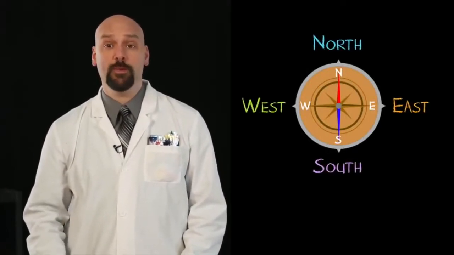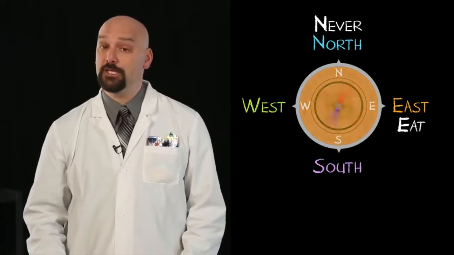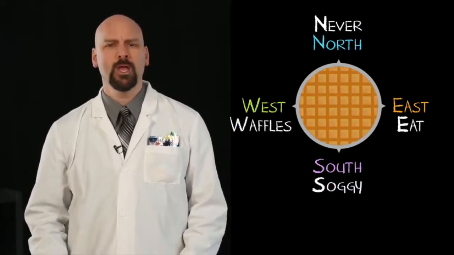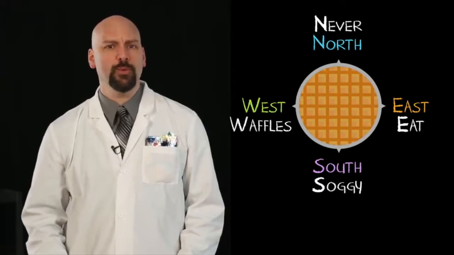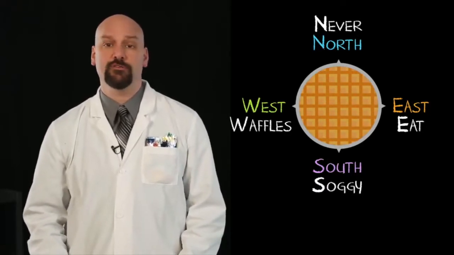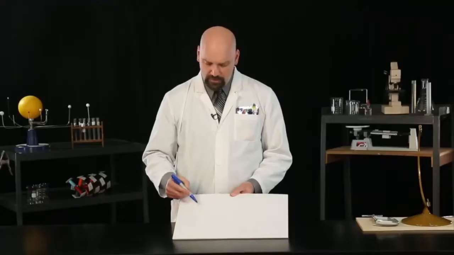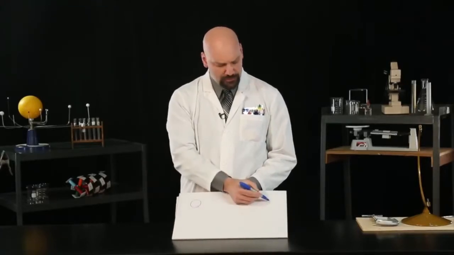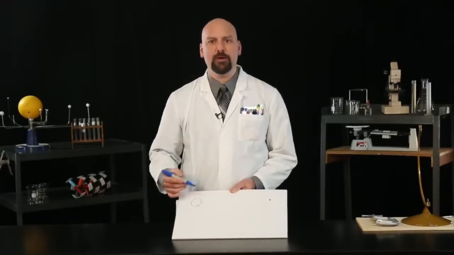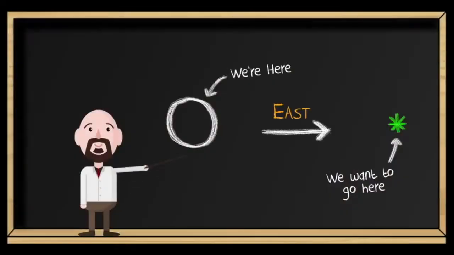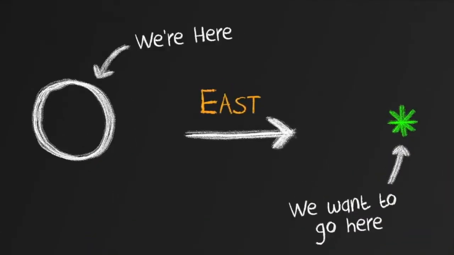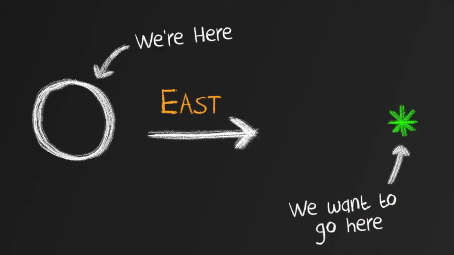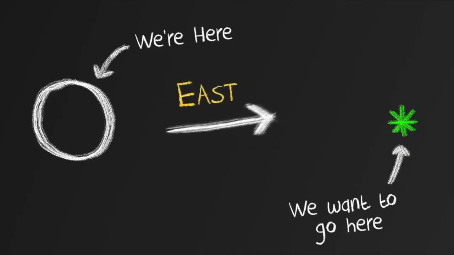This is a compass. It can tell you which direction you are traveling: north, east, south, west. A good way to remember is the saying, never eat soggy waffles. But just knowing which direction you're going isn't enough to pinpoint a specific place. Look here. Let's say we're here and we want to go to that spot right there. We know we're going east, but how far east?